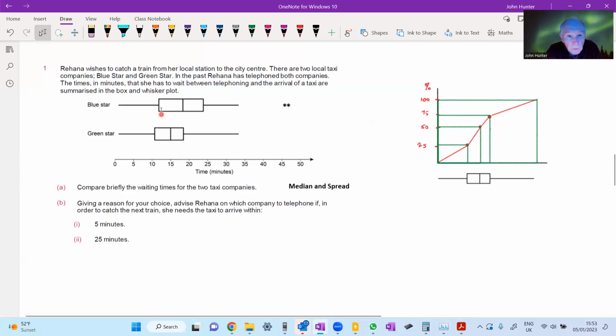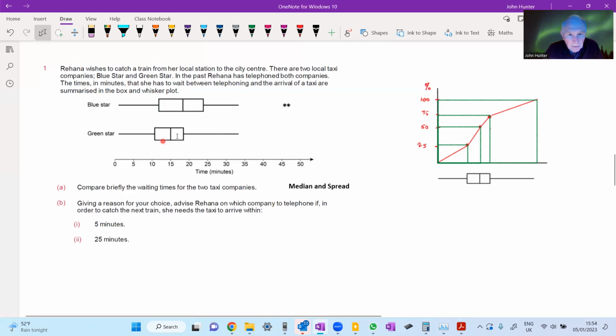And then we've got percentiles as well. So this part of the box here represents the lower quartile, that's 12 minutes. So that's saying that 25% of the taxi occasions, the taxi arrives in less than 12 minutes. Okay. And then here we've got the upper quartile at 23 minutes, and that's saying that 75% are less than 23 minutes, and correspondingly 25% are more than 23 minutes. Okay, so that's what that means.